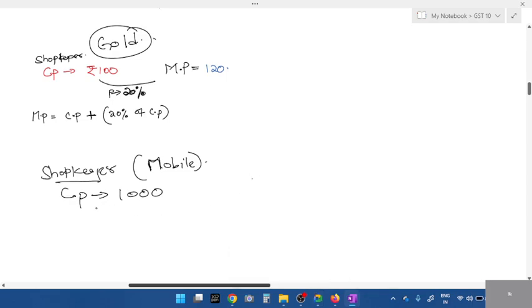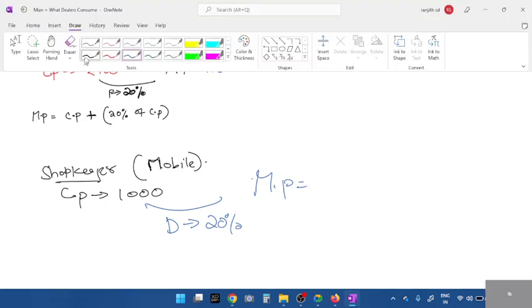Be quick. Okay. The shopkeeper sells. He bought it for 1000 rupees. Okay, 1000. Now he gives a discount, just because the value is depreciating, getting reduced. Discount is equal to 20%. What will be the mark price? The formula is the same.